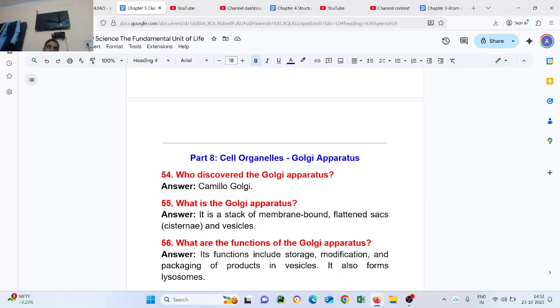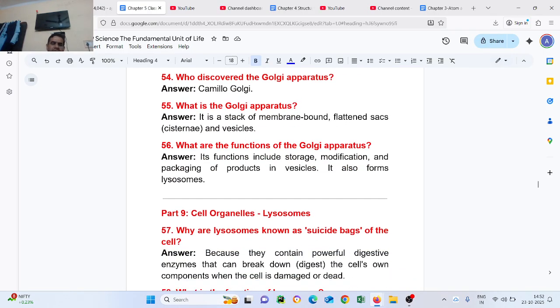Question number 56. What are the functions of the Golgi apparatus? Answer: its functions include storage, modification and packaging of products in vesicles. It also forms lysosomes.